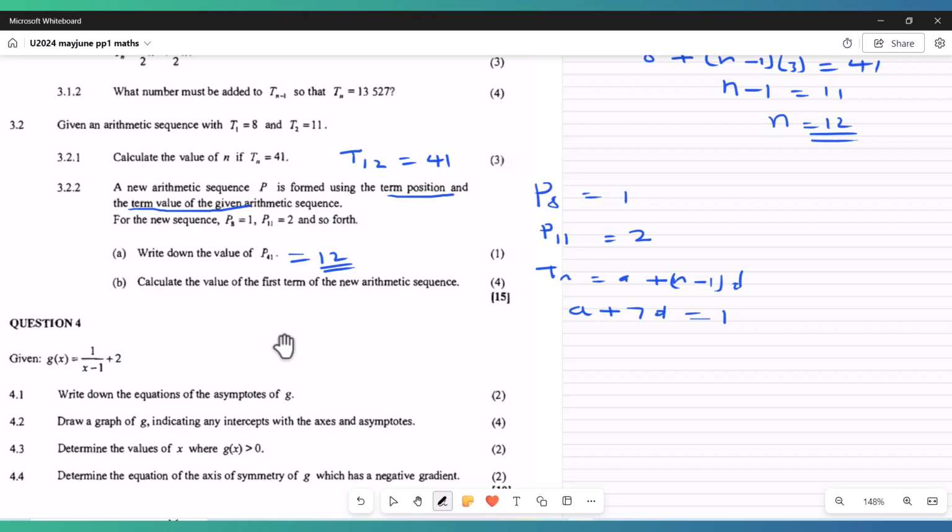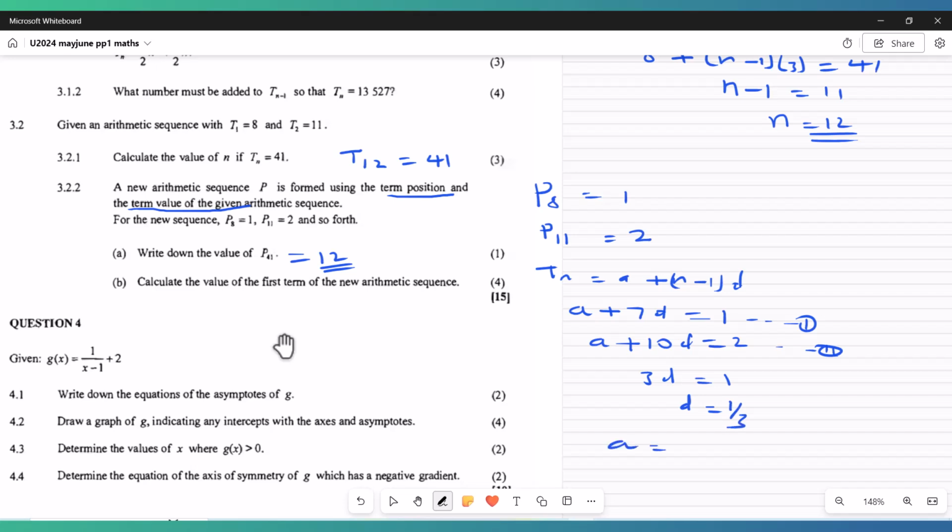I also have P11 is 2, so I'm going to have A plus, what is 11 minus 1? That's 10, so 10D equals 2. So these two equations: when I say equation 2 minus 1, A minus A is 0, and 10 minus 7 gives 3D. So 3D equals 1, because 2 minus 1 is 1. So my D equals a third.